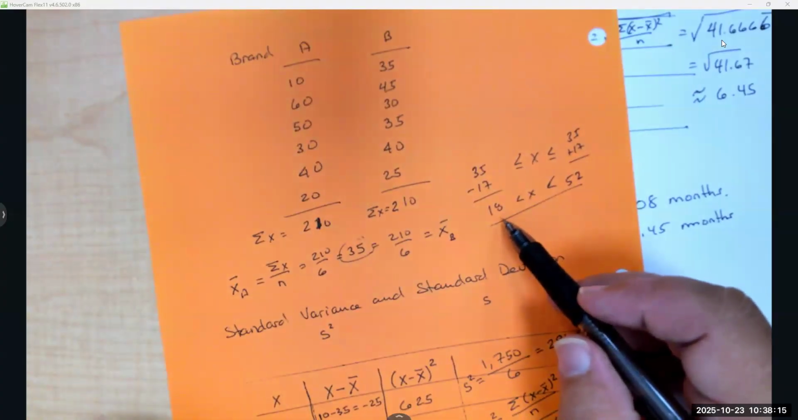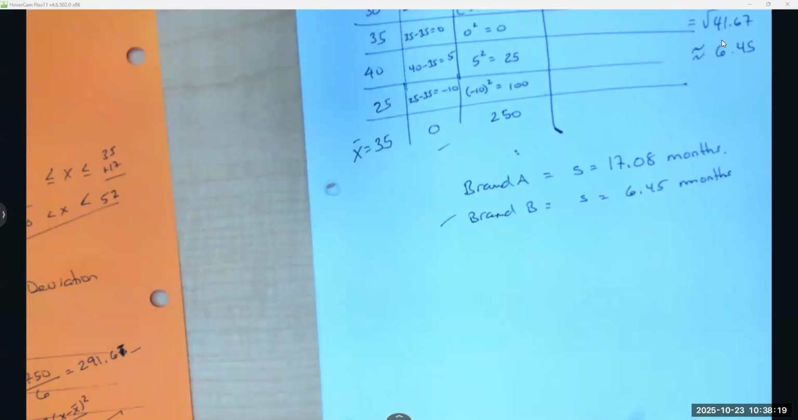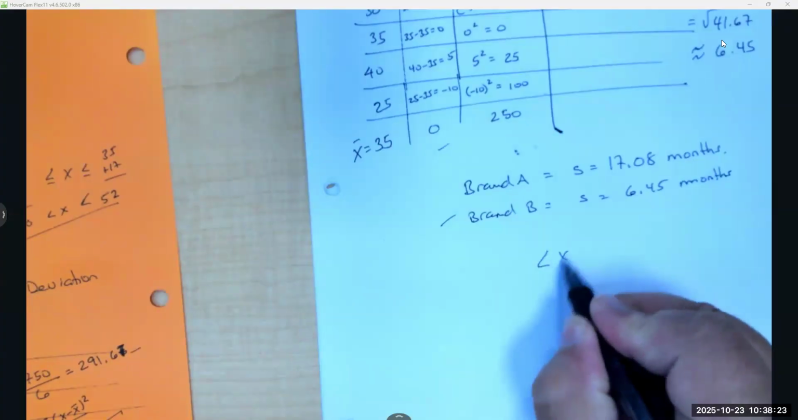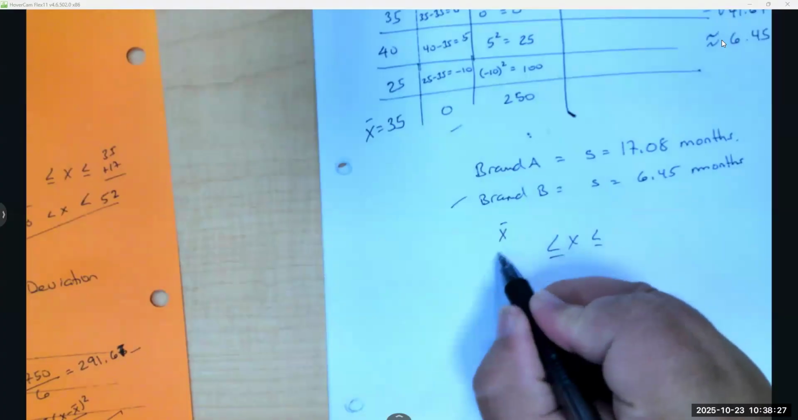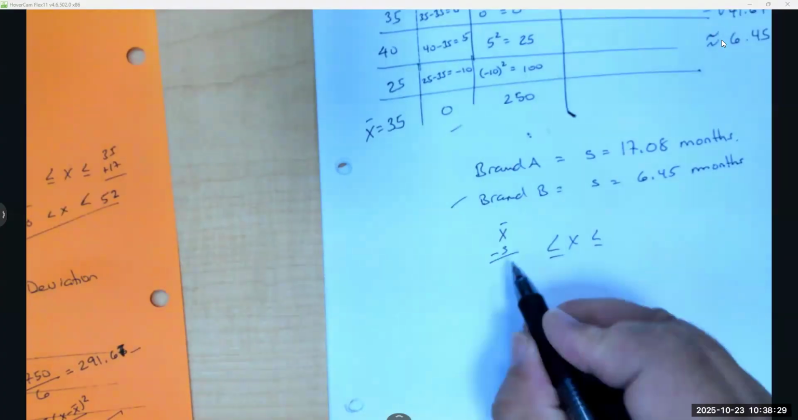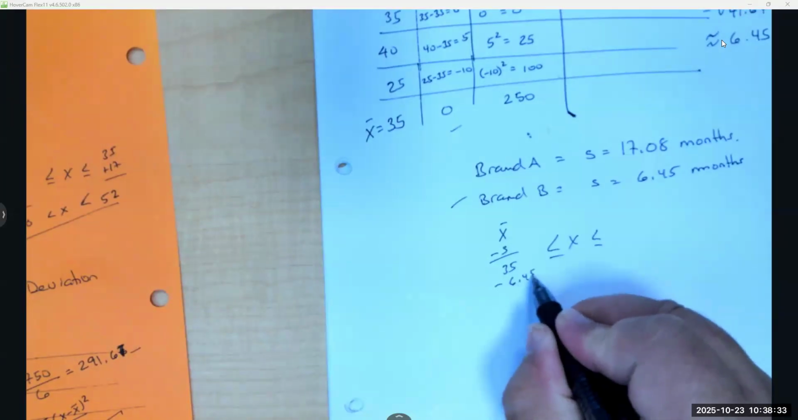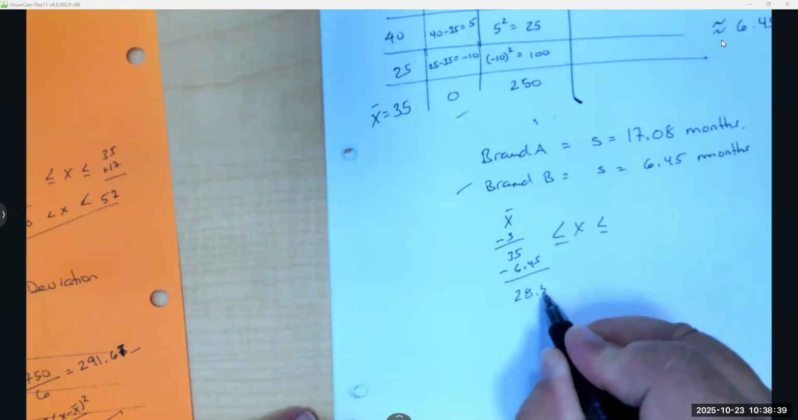Oh. Don't you have to paint brand B like 6 months? Well, in brand B, no, what it's saying is, I take my average minus my standard deviation. So it's 35 minus 6.45. What does that equal? 28.55.